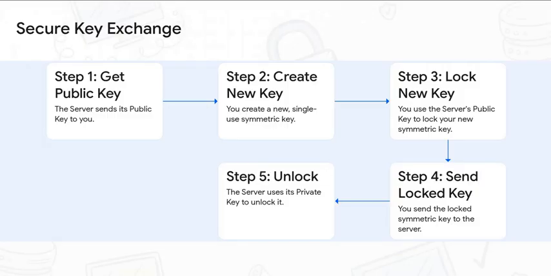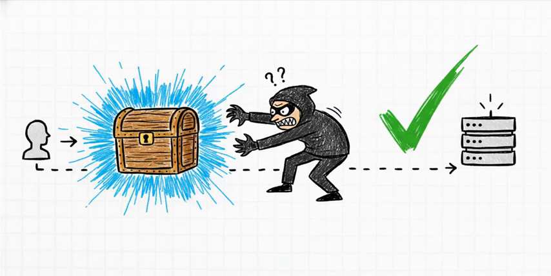Now, this brilliantly solves our key exchange problem. Here's how it works. The server sends you its public key. You then create a brand new symmetric key just for this one conversation. You use the server's public key to lock it up tight, and then you send it back. Now, the hacker might see this locked box go by, but they can't open it. Remember, only the server's private key can do that. Now you both have a shared secret key for the rest of the chat. Pretty cool, huh? So that's it. We've totally secured the channel. The hacker is locked out for good.